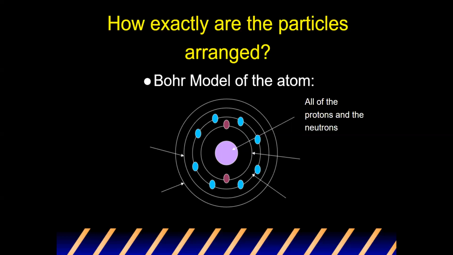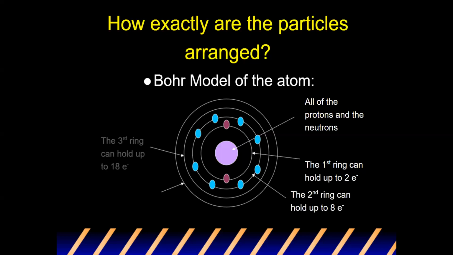All right, so the first level, as you can see on the model here, can hold up to 2 electrons. The second level can hold up to 8. The third level can hold up to 18, and the fourth and any level thereon can hold up to 32 electrons in total. And we'll get more looking at models later on.